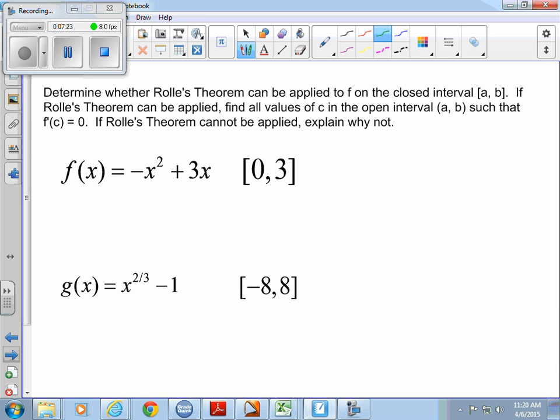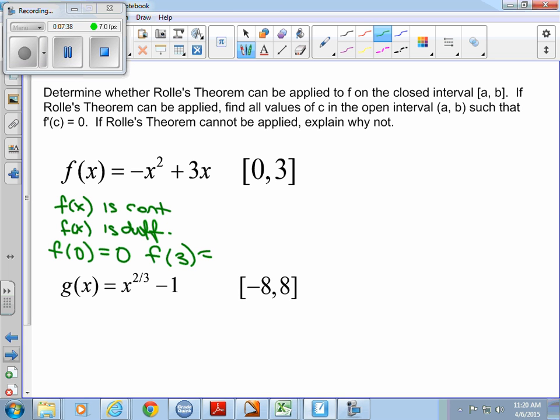So, a couple of things I'm noting. f of x is continuous. f of x is differentiable. f of 0 is 0. f of 3 is 0. So, can Rolle's theorem be applied? Yes.